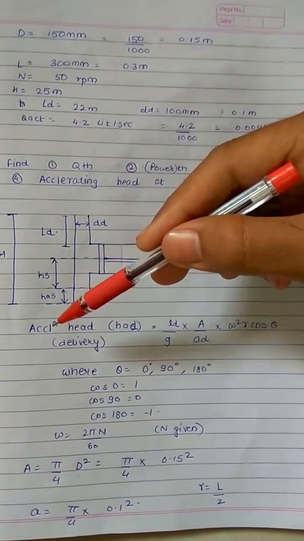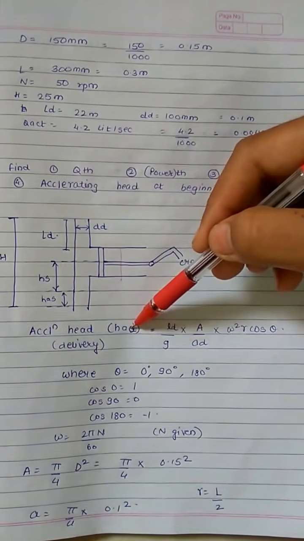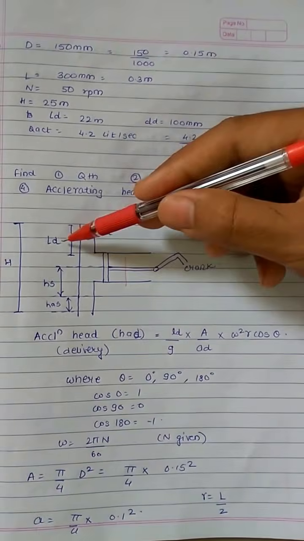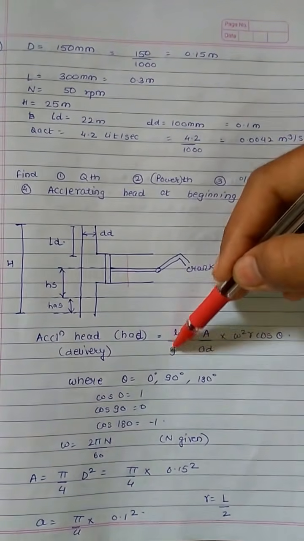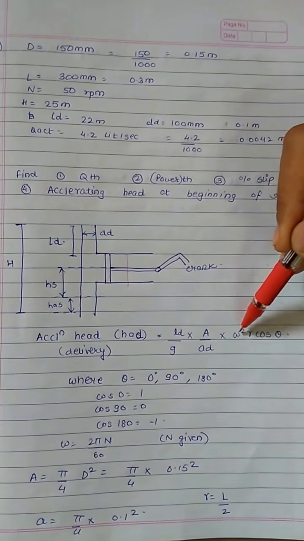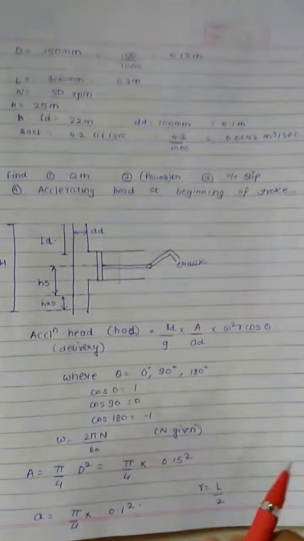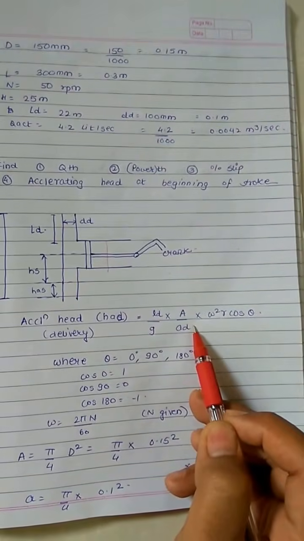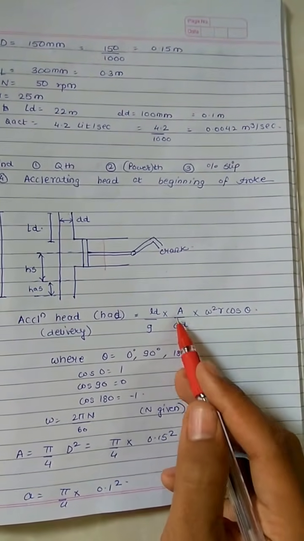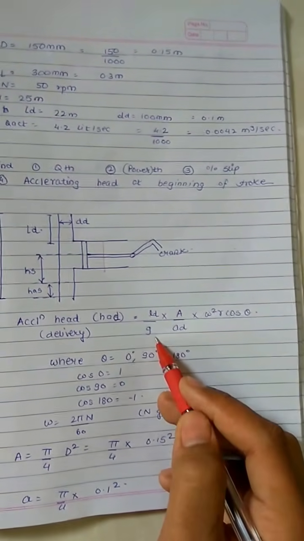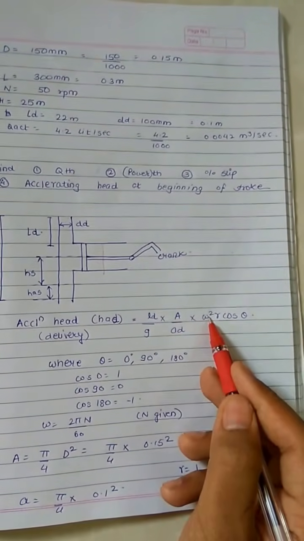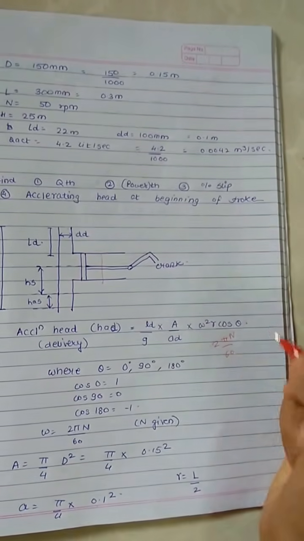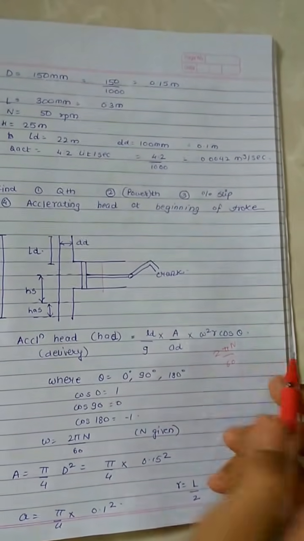The formula for finding out the acceleration head, that is HAD, because we have been asked to find out at the delivery, and so we are provided the delivery dimensions, will be L by G, A by a, into omega square R cos theta. So we have been given all the dimensions. We have the delivery length, we have the area of the delivery pipe, we have the area of the cylinder, we have gravitational acceleration, also we have omega, which can be found out using N, that is 2 pi N divided by 60. Also we have R, that is L by 2.